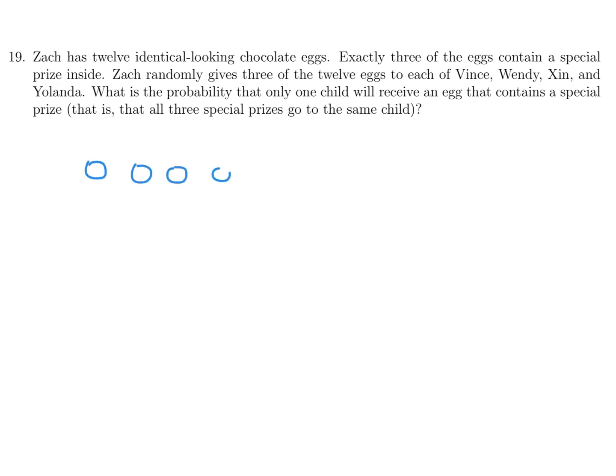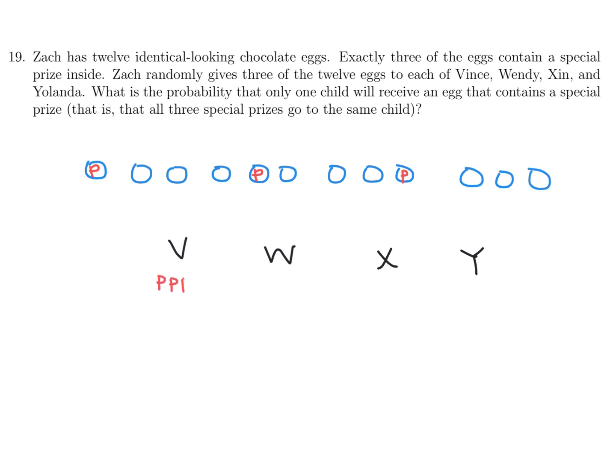1, 2, 3, 4, 5, 6, 7, 8, 9, 10, 11, 12. And apparently that special prize is only in 3, so let's just assign it to some 3. And then what they're saying is they've got these 4 kids, V, W, X, and Y, and they want all 3 of those prizes to go to the same kid. So let's just say we want them all to go to Vince. So when this is distributed, it'll be like that. And they're saying, what's the probability of that happening?